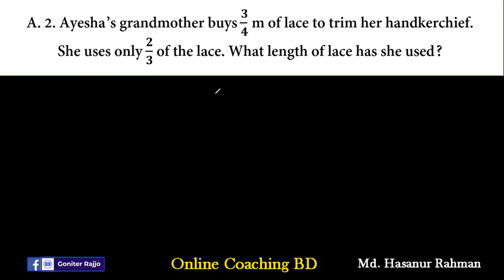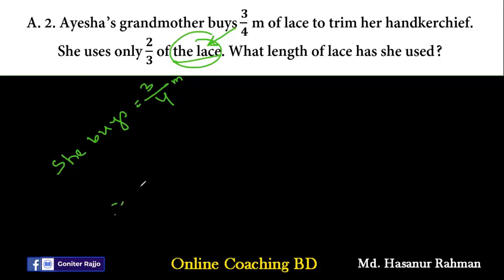From the question, we can say Ayesha's grandmother buys 3 by 4 meter of lace. Therefore, we can write she buys 3 by 4 meter. And she uses only 2/3 of this 3 by 4 of the lace. Therefore, she used 2/3 of 3 by 4 meter. Very simple. If we solve this one, then we will get our final solution.